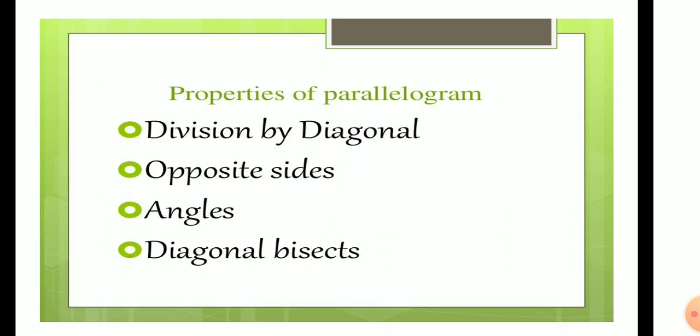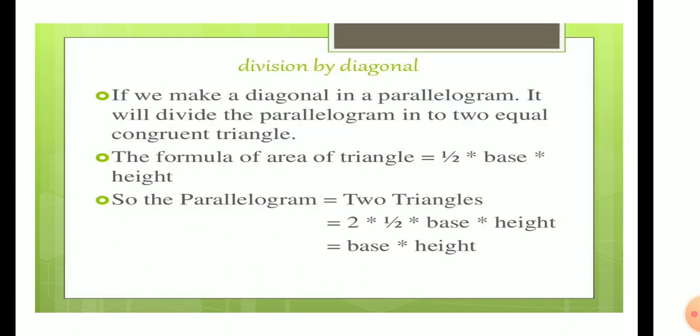Now see the properties of parallelogram: division by diagonal, opposite sides, angles, and diagonal bisects. Firstly, division by diagonal. If we make a diagonal in the parallelogram, it will divide the parallelogram into two equal congruent triangles. You are aware that if you join any diagonal, it divides the parallelogram into two congruent triangles.